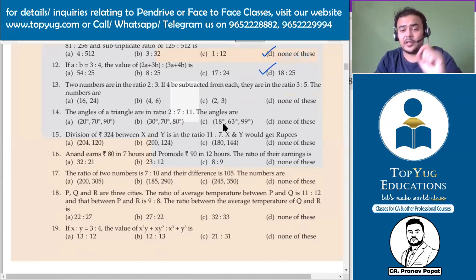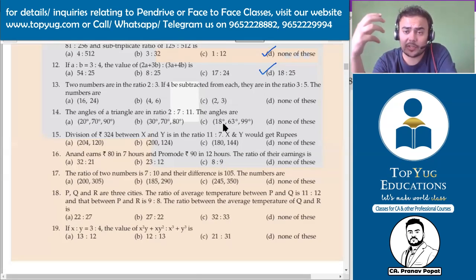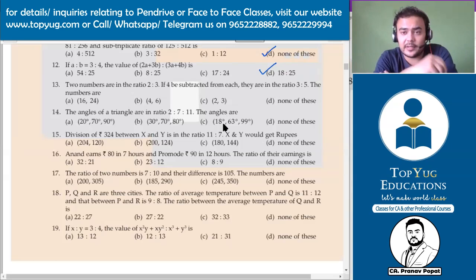Now, question number 13, we will try to do it by options. Various questions will come in chapter 1, chapter 2, which can be directly solved by options. See how. Two numbers are in the ratio 2 ratio 3. If 4 is subtracted from each, from the antecedent as well as the consequent, the ratio that will arrive after the subtraction will be 3:5.